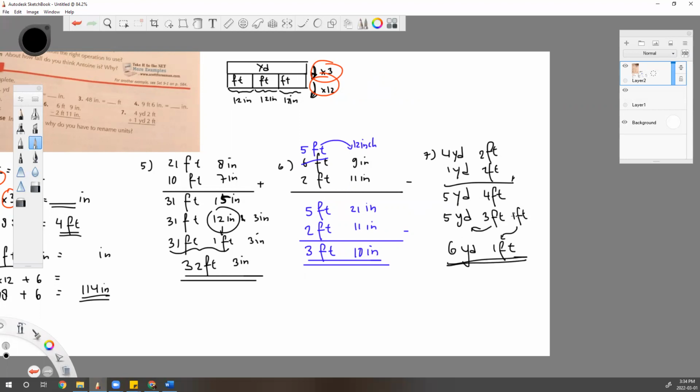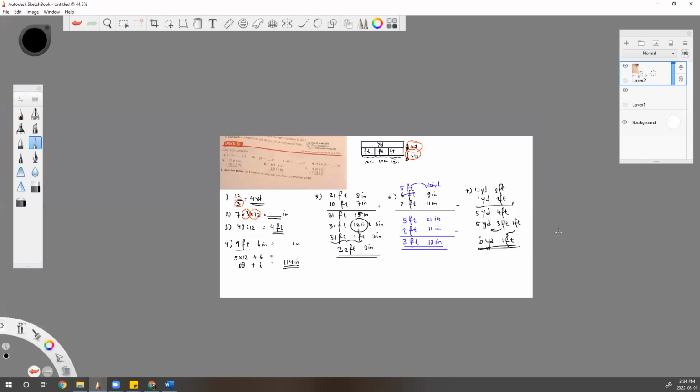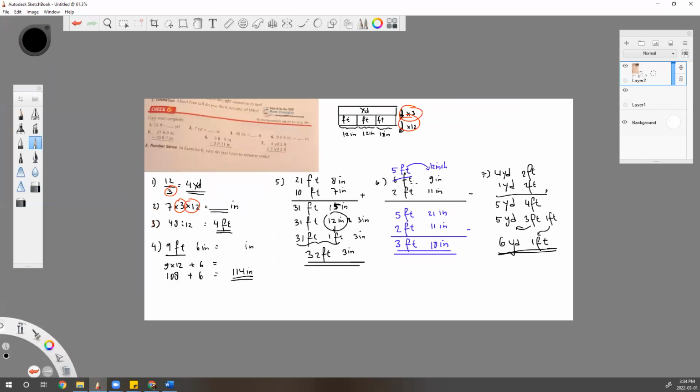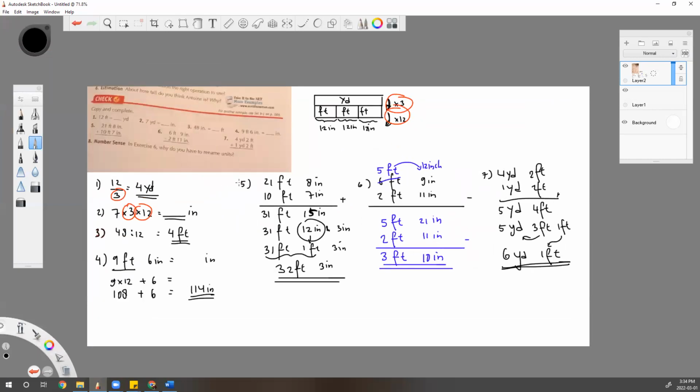Okay, that's the way you try to correlate between feet, yard, inch, and so on. Okay, so in exercise 6, do you have, okay, no need. So this is 1 until 7. Okay, I will copy this to you later on.